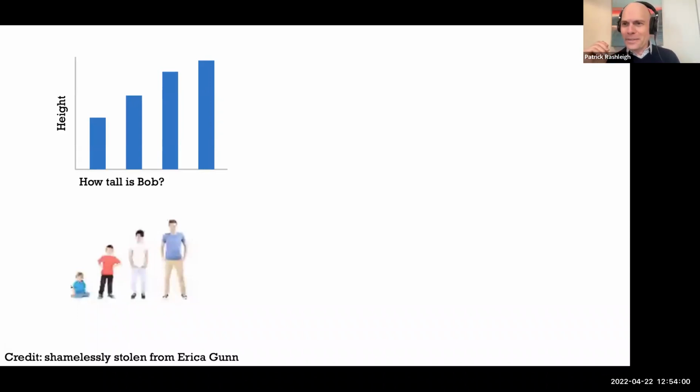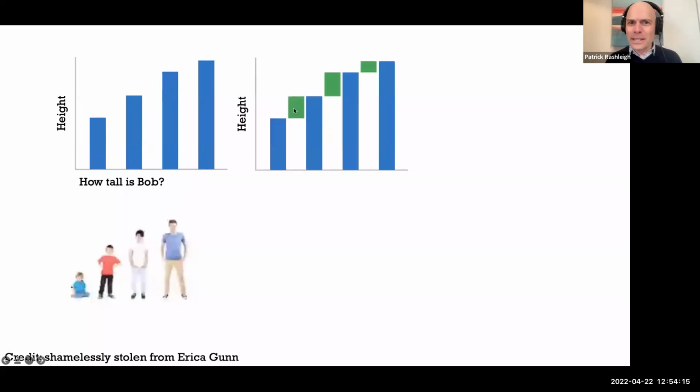Generally speaking, when folks get together and talk about the size of their kids, it's not about their absolute height, it's how much they've grown in the last year. I can't believe he grew 5 inches last year. It's really what we're talking about is this, right? It's the difference between the blue bars.